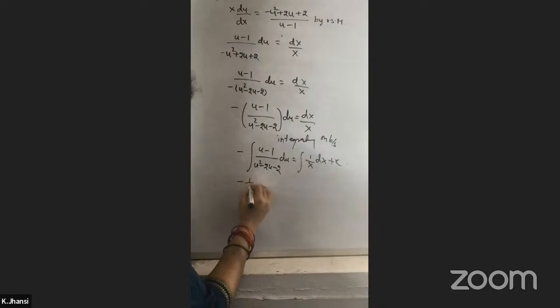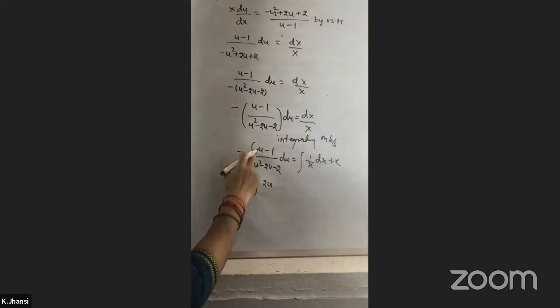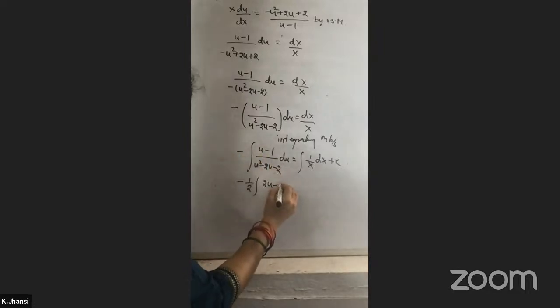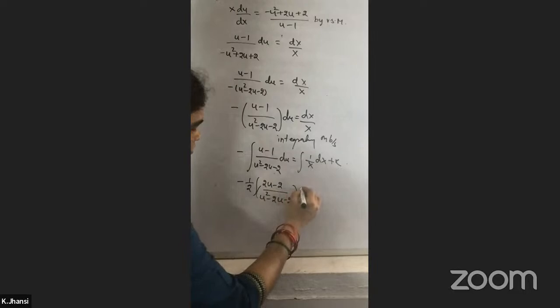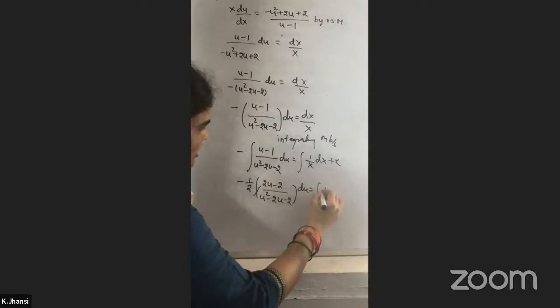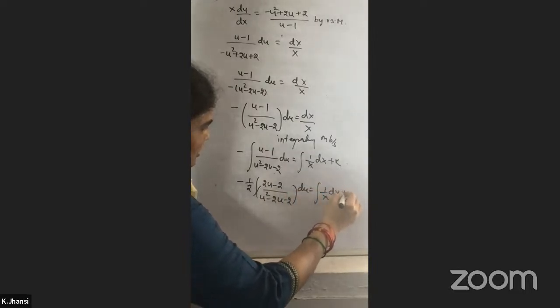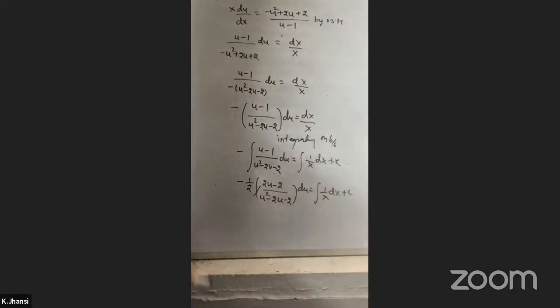So minus 1 by 2 into integration of 2 into... directly I am writing one more step, it will come. So integration of (2u minus 2) by (u square minus 2u minus 2) into du is equals to integration of 1 by x into dx plus c. Okay. So now it is in the form of: u square differentiation is 2u, minus 2u differentiation is 2. This is a constant term, so 0.